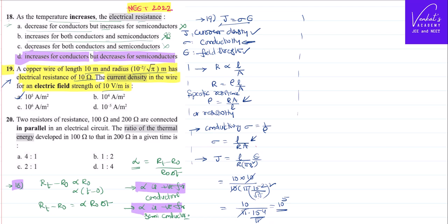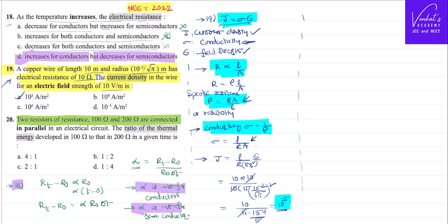To solve this question, you need to know basic concepts like current density as sigma into E, where sigma is conductivity. You need to know that conductivity is the reciprocal of resistivity, and of course we need to know how we get that resistivity from the concept itself. That's how we get the answer, right? Let's have a look at the next question.